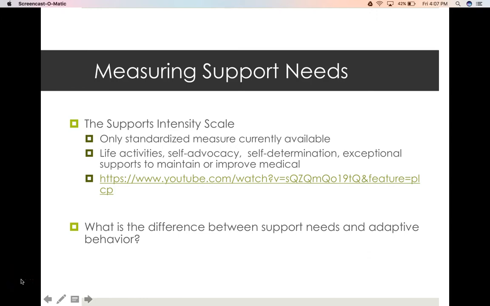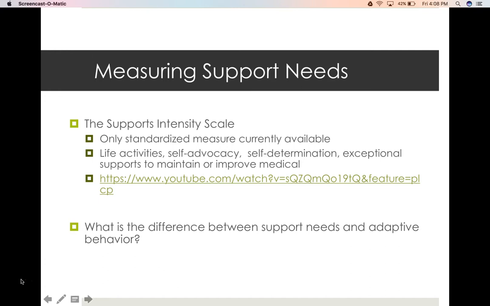Hi everyone. We now are going to talk about how we measure support needs so that we can match up appropriate supports and know what folks need based on their support needs. There is one measure, the Supports Intensity Scale, that is the only standardized measure currently available to help measure support needs so we can appropriately match supports to adaptive behavior deficits.